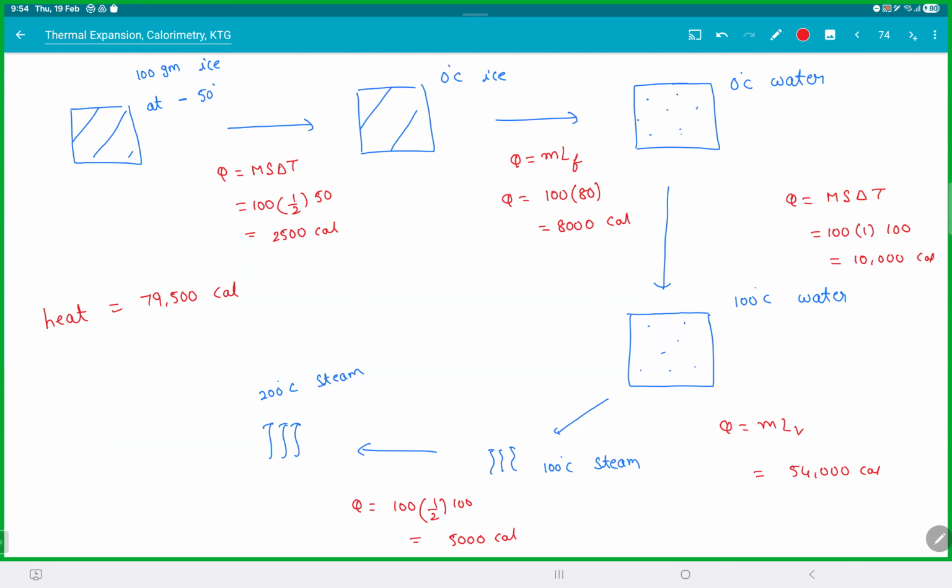Again, not a tough thing, but most people don't realize you can't directly jump from ice to steam. You have to go through each phase change. Please have a look at this. All clear with this? Easy. Great. Let's see a few more.